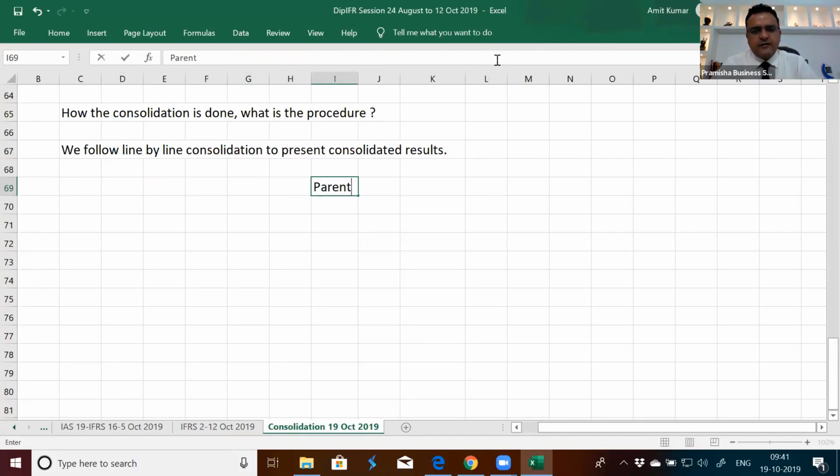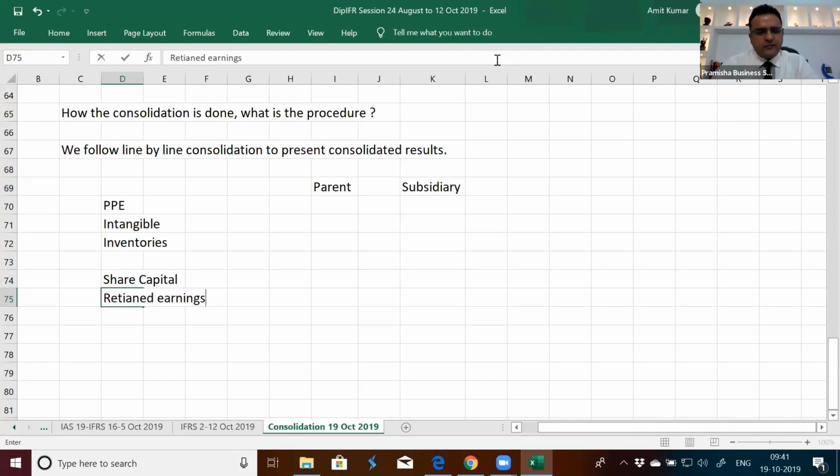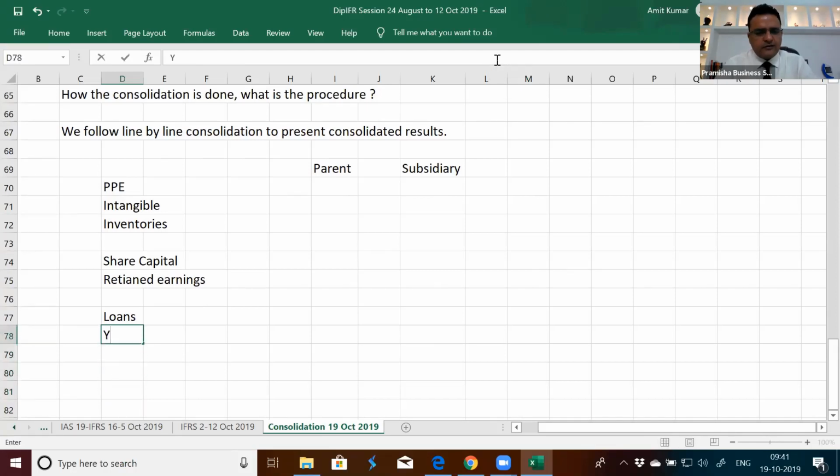If there is a parent and there is a subsidiary, the parent will be owning property, plant and equipment, intangible assets, inventories. There will be share capital of parent and subsidiary, retained earnings. There will be some liabilities, loans, trade payables.